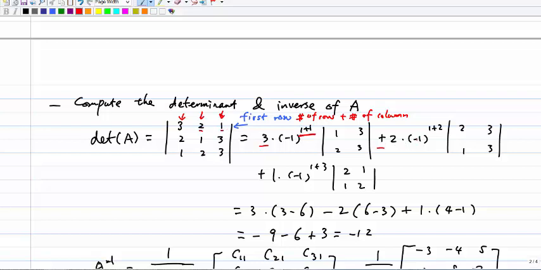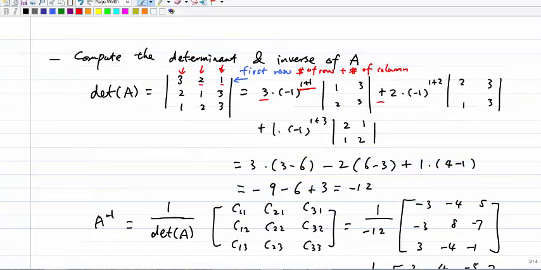2 times -1 to the power 1 plus 2, because this entry is on the first row, second column, and then you delete the row and column that this entry is on. So you delete the first row and the second column, and you end up having 2, 3, 1, 3. Similarly for the last one, which is 1, you do the same way. After you do the computation, you get the determinant, which is -12.